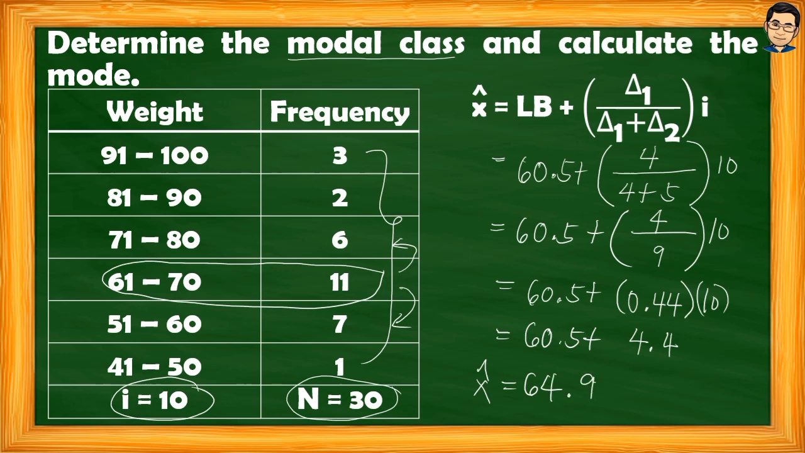So this is the mode we obtained. Okay, it means the weight in kilograms of the 30 residents is 64.9. And this 64.9 falls within our modal class of 61 to 70.